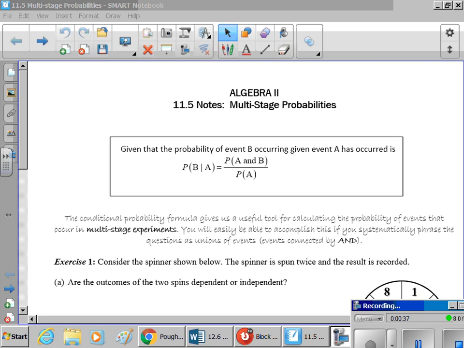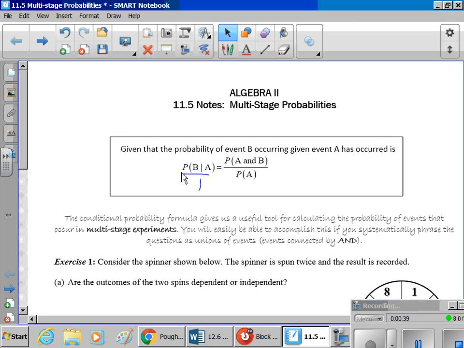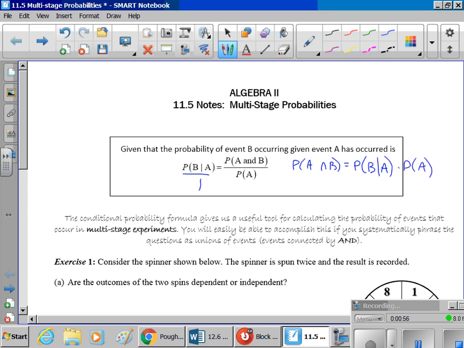So in other words, if we put this over 1 and we cross multiply, I can tell you that the probability of A and B, and let's use the form A and B, is equal to the probability of B given A times the probability of A. We're going to talk about this a little bit later. I just wanted to start off with that. It's just manipulating a formula we already know and we've already used. So we're not there yet, so let's look at a couple of multi-stage experiments.